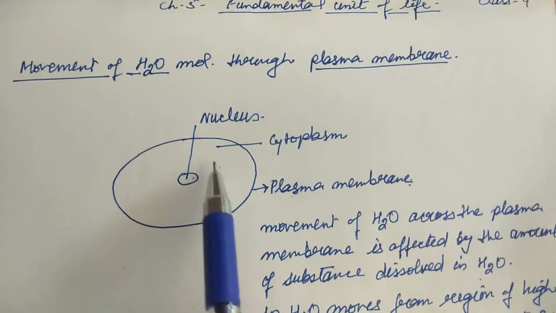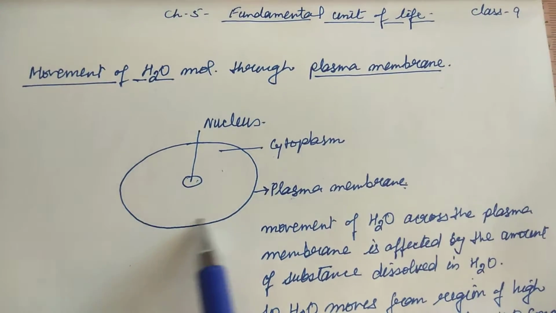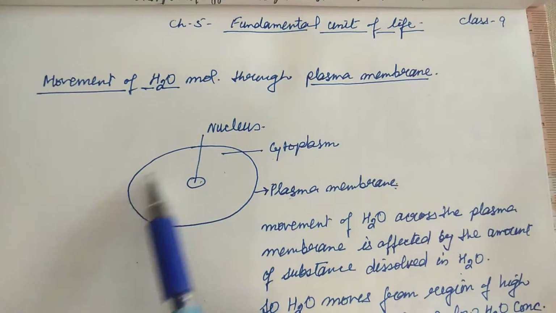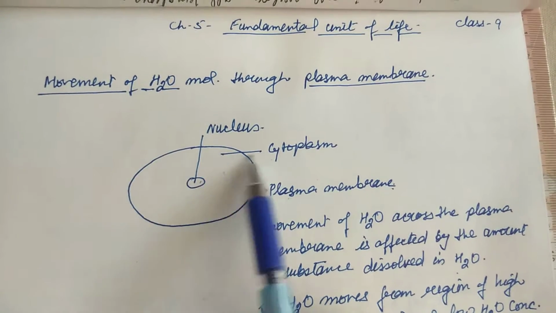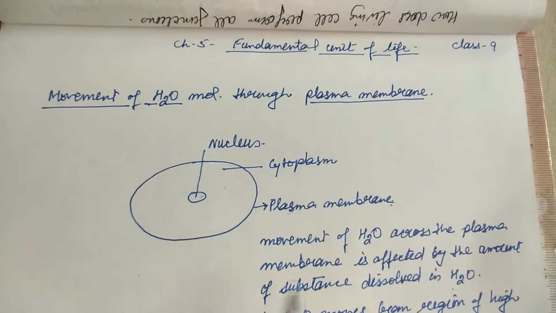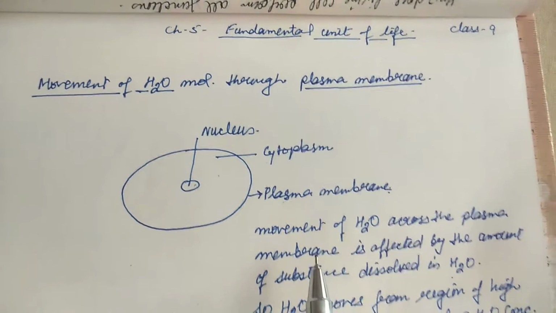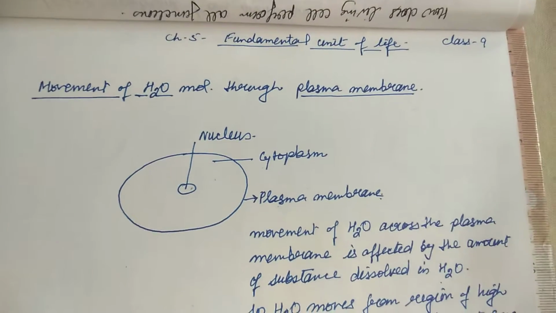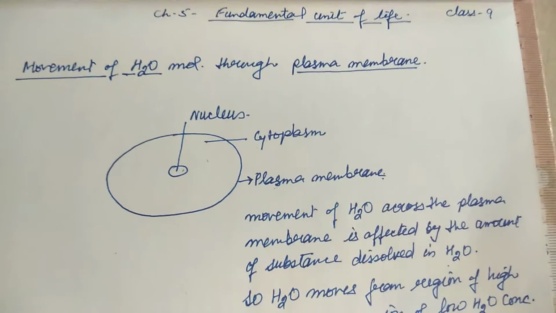So here we have drawn a rough sketch of a cell. This is the plasma membrane, the outer plasma membrane, the cytoplasm, and in the center is the nucleus. So this is the basic structure of a cell. In this, how water moves in and out of the cell is what we are going to discuss today.